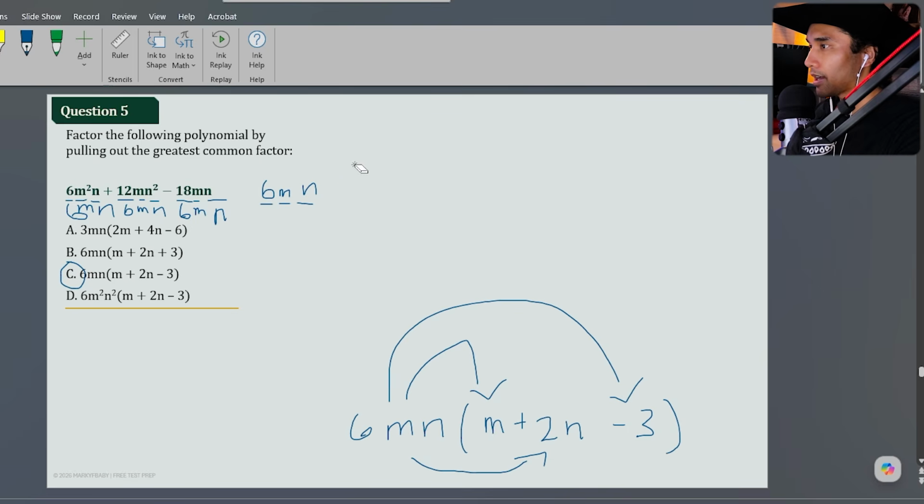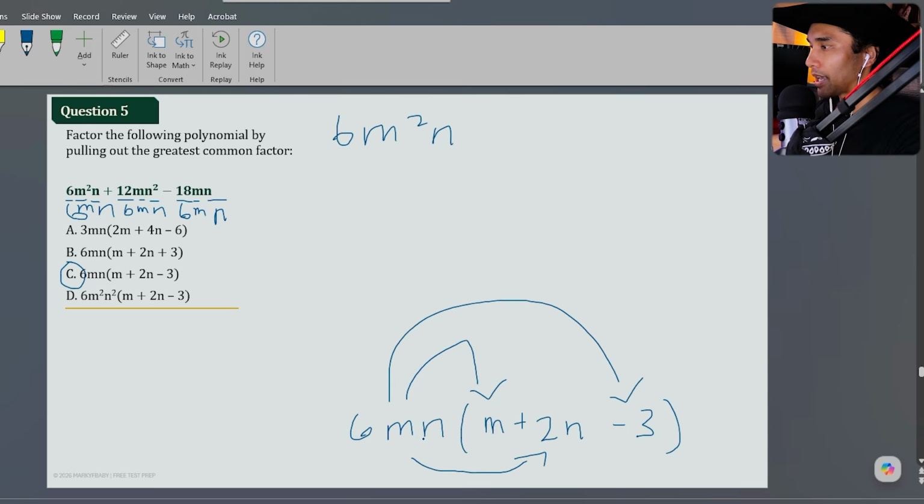Let me just erase the top. Okay, so 6mn times m equals 6m squared n, okay? Remember when we multiply, we multiply only the like terms. So that's why we get a squared m.